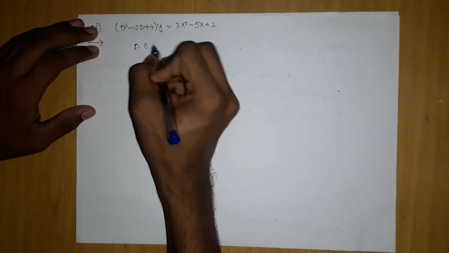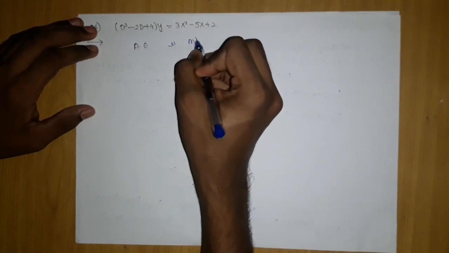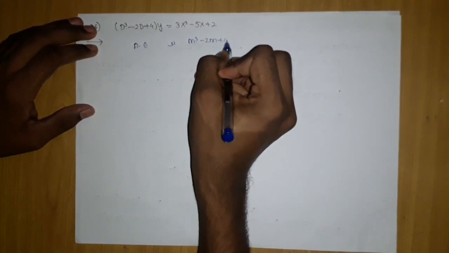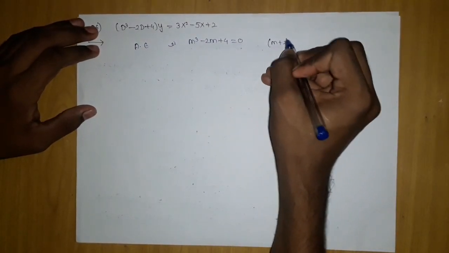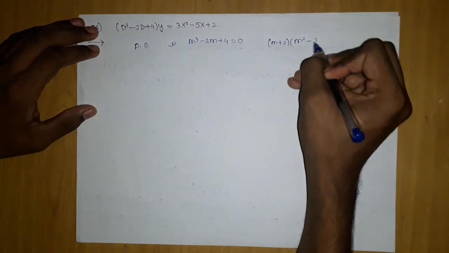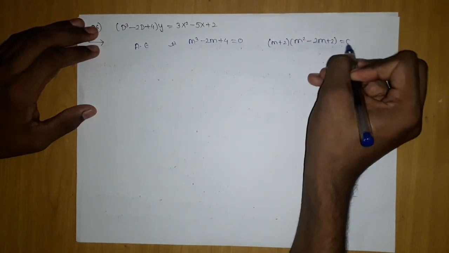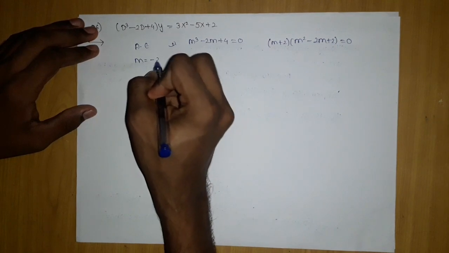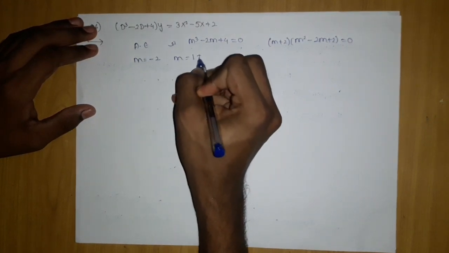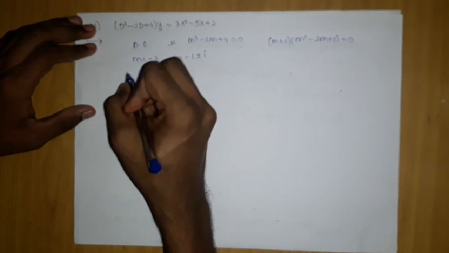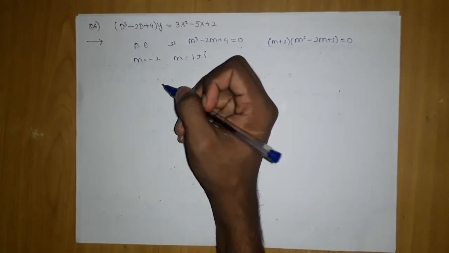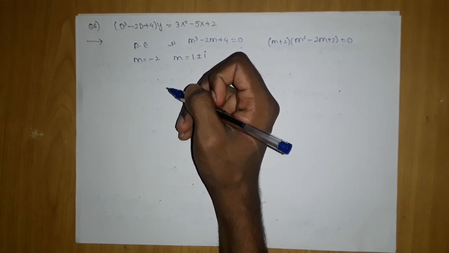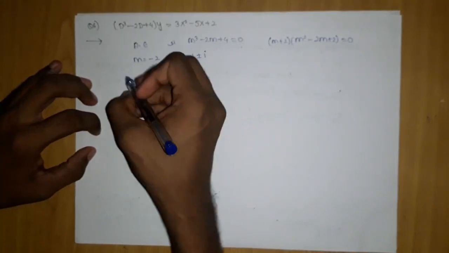Now first we will do the same thing. The auxiliary equation is m cube minus 2m plus 4 equal to 0. If we try to solve it, one root you will find by hit and trial, and if you simplify, you will get m square minus 2m plus 2 equal to 0. So you are getting finally m equals minus 2 and m equals 1 plus minus iota as the roots. Now the root m equals minus 2 is real and distinct, while m equals 1 plus minus iota are complex conjugate.